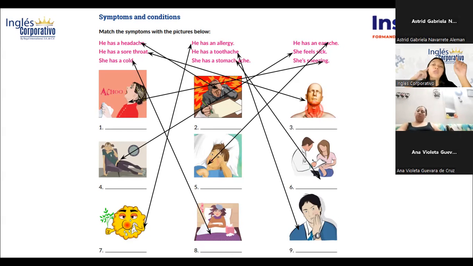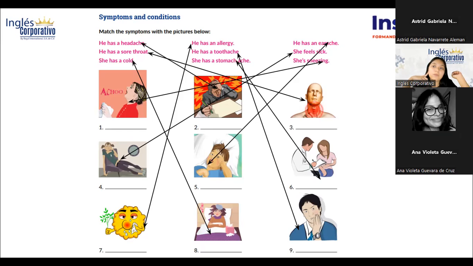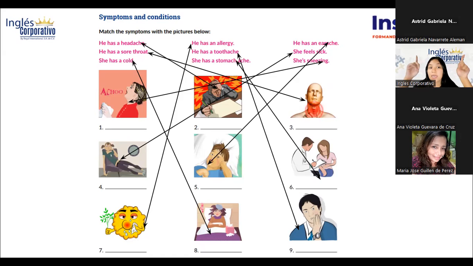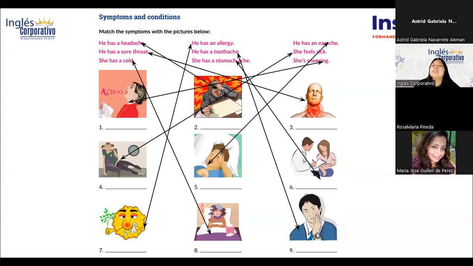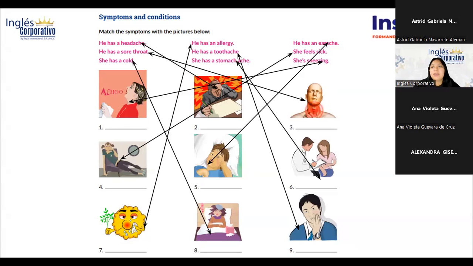¿Cómo se dice entonces dolor de oído? Earache. How do you say dolor de muela? Toothache. How do you say dolor de estómago? Stomachache. How do you say dolor de garganta? Sore throat. ¿Cómo se dice dolor de cabeza? Headache. ¿Cómo se dice resfriado? Cold. ¿Cómo se dice alergia? Allergy. And how do you say que se siente enfermo? Feel sick. Okay, very good. Excellent.